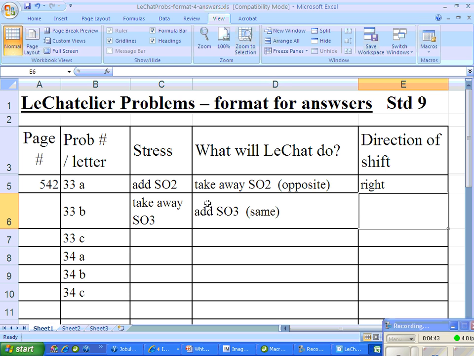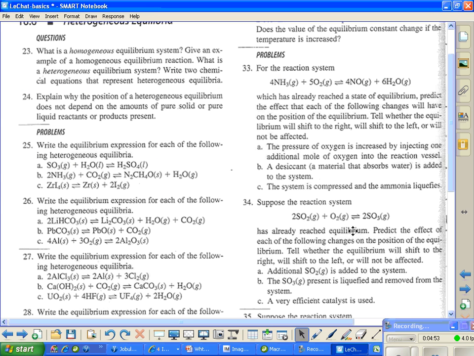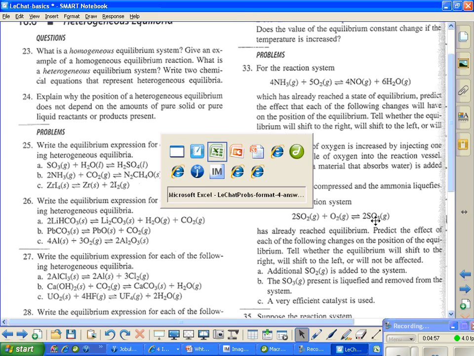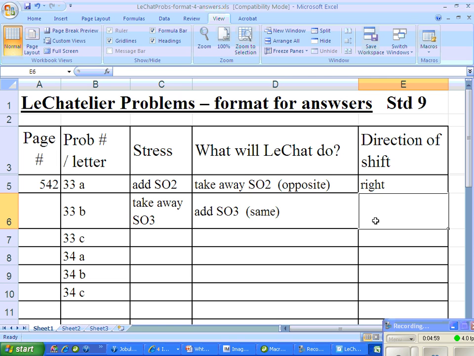So now we have to look and see. He wants to add more SO3, so we have to go to the same side that SO3 is on. Let's look and see what that is. SO3 is on the right. So the shift is to the right. And that takes care of letter B.